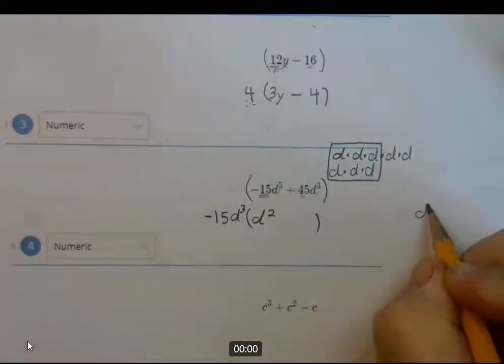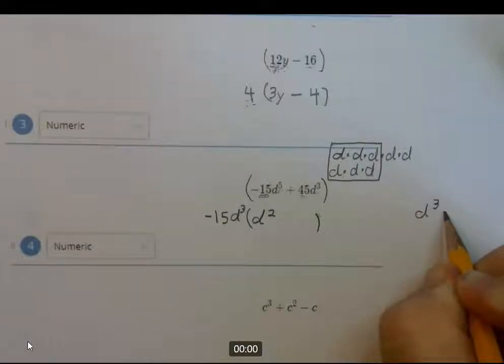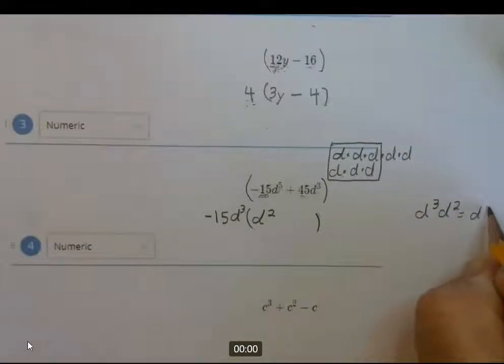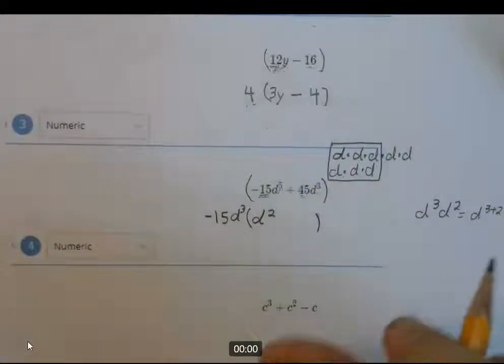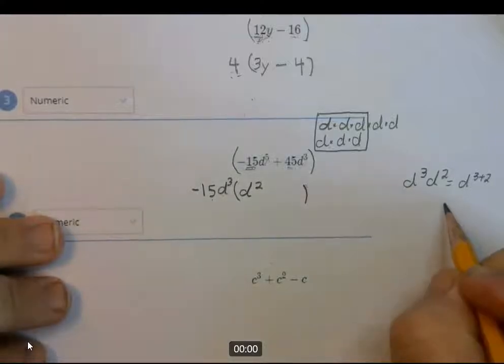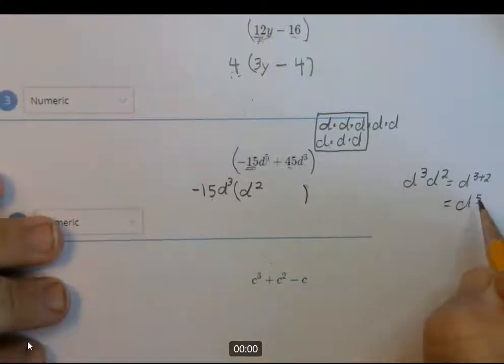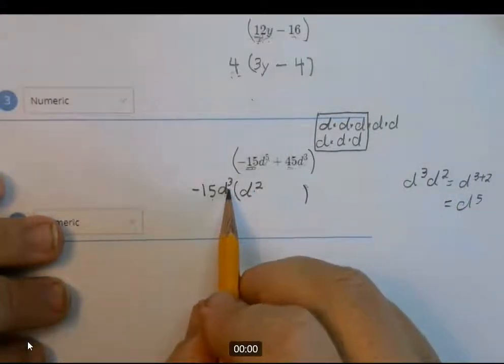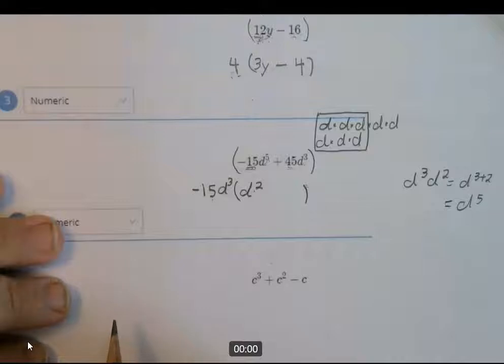So let me show you over here. Again, the principle of exponents says d to the third times d to the second equals d to the 3 plus 2. Not multiply, not times 2. Which equals d to the 5. So that has to be d to the second. D to the third, d to the second gives you d to the fifth.